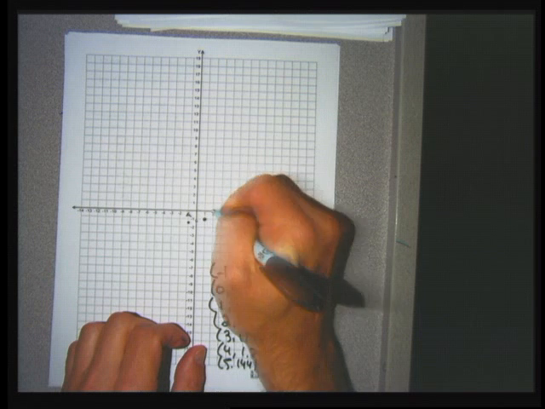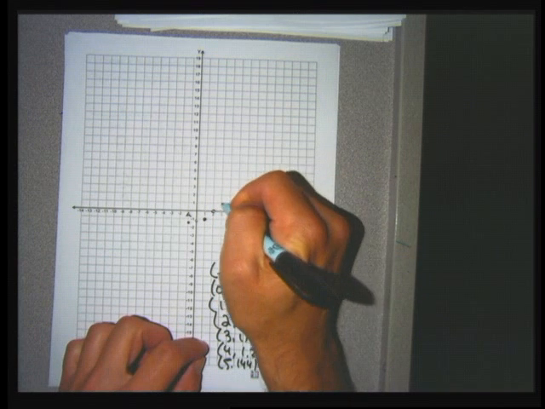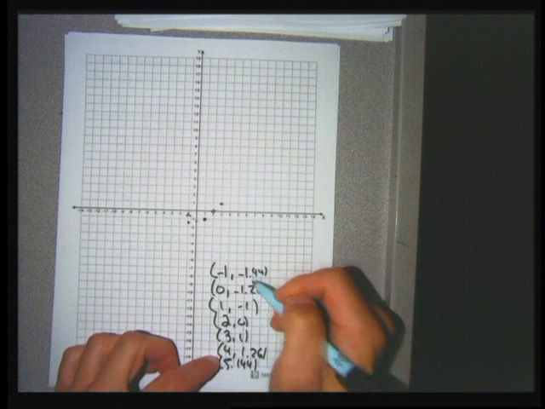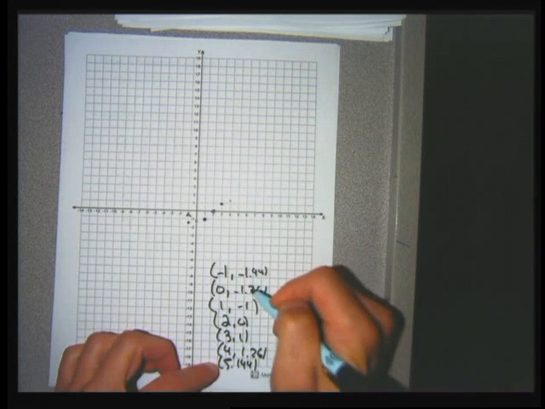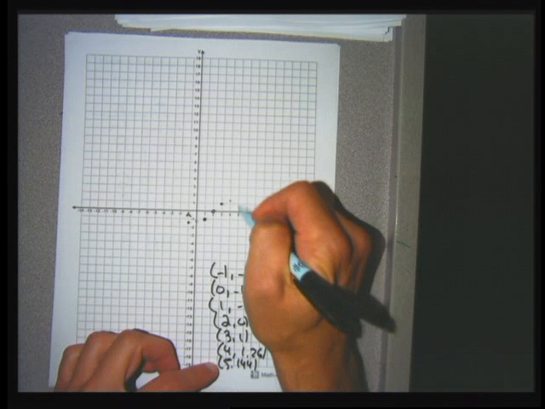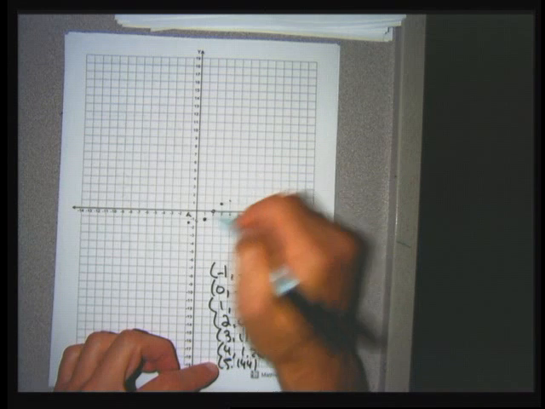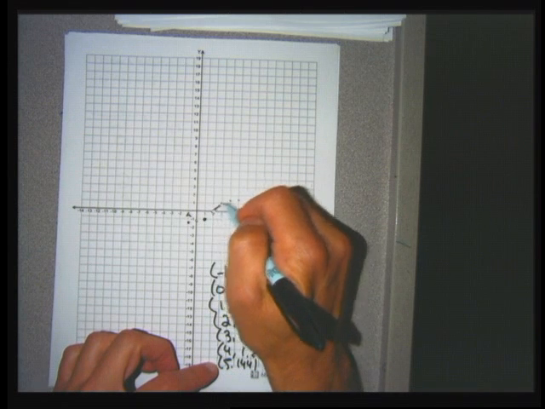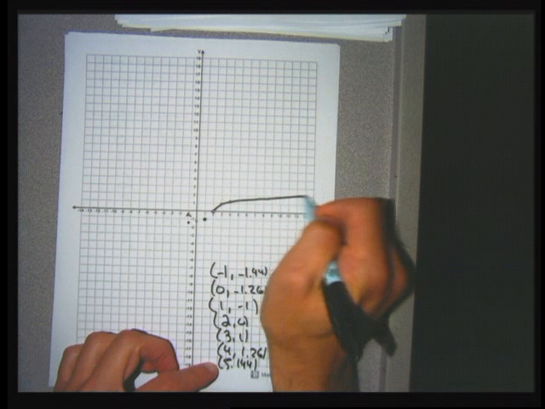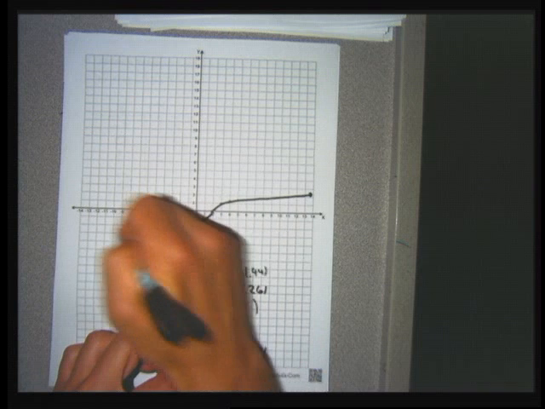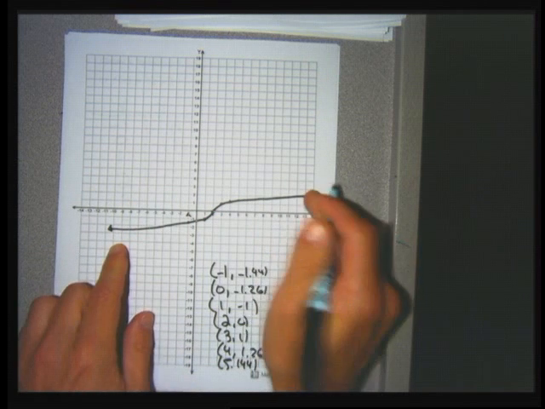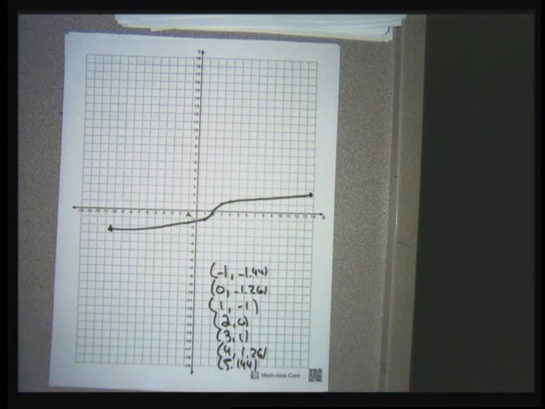2, 0 is easy for me to plot. 3, 1 is easy for me to plot. 4 and 1.26, I go over to 4 and then up a little bit over 1. 5 and 1.44, I go up over to 5 and up just slightly under halfway. And I connect the points the best I can. Probably got a little bit steep on these, but that's fine.